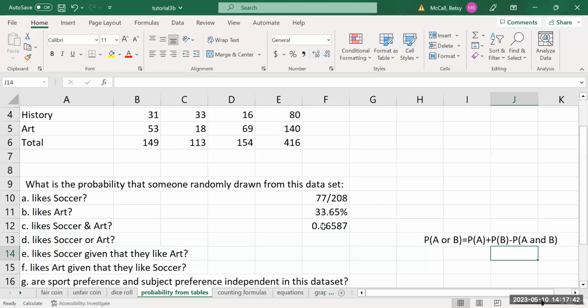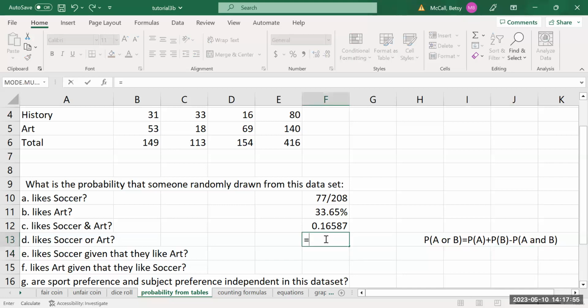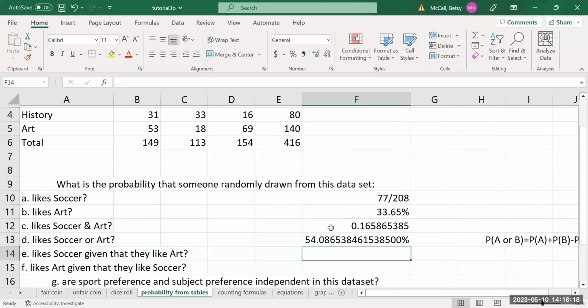But we have the calculation from the table. And so as long as we use the values from the table, then we're okay. We've actually already calculated those values. We just take the probability that they like soccer plus the probability they like art, and then subtract off the probability that they like both at the same time. Why do we do the subtraction? Because the people that like soccer and the people that like art are in both of those. And so we've counted those people twice. We want to remove one copy of them so that they're only represented one time.